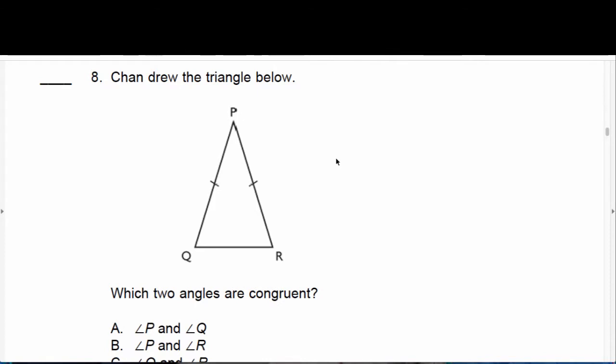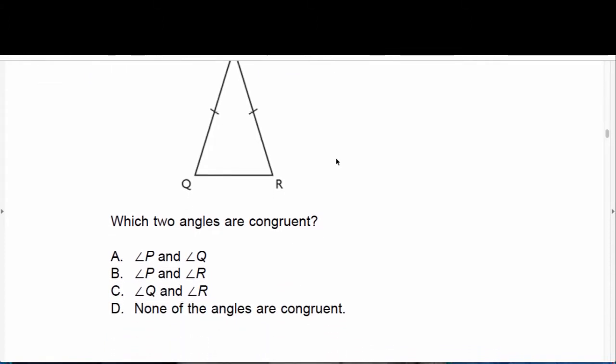Chan drew the triangle below. Which 2 angles are congruent? A. Angle P and angle Q. B. Angle P and angle R. C. Angle Q and angle R. D. None of the angles are congruent.